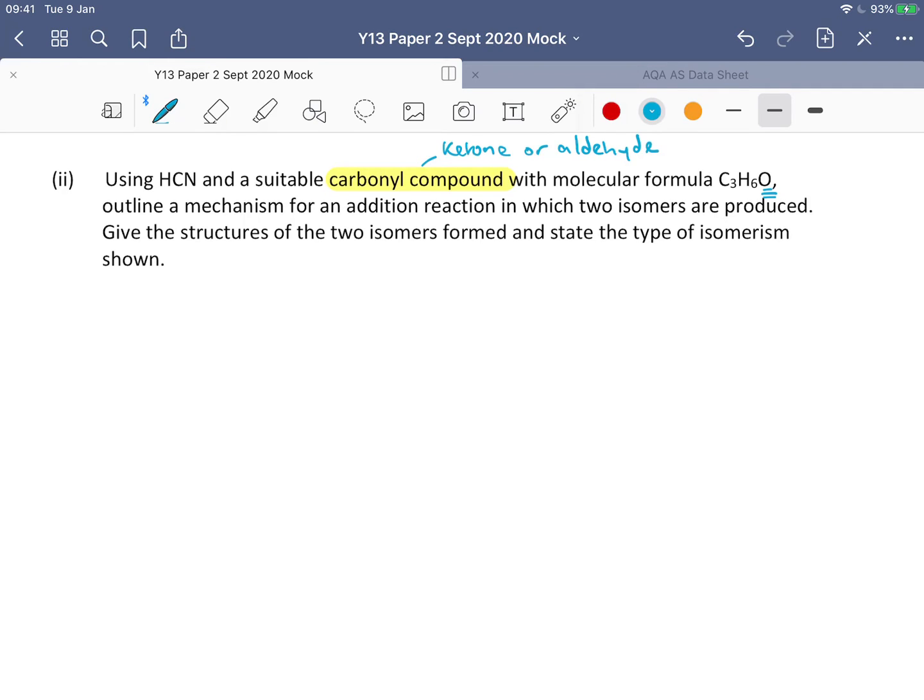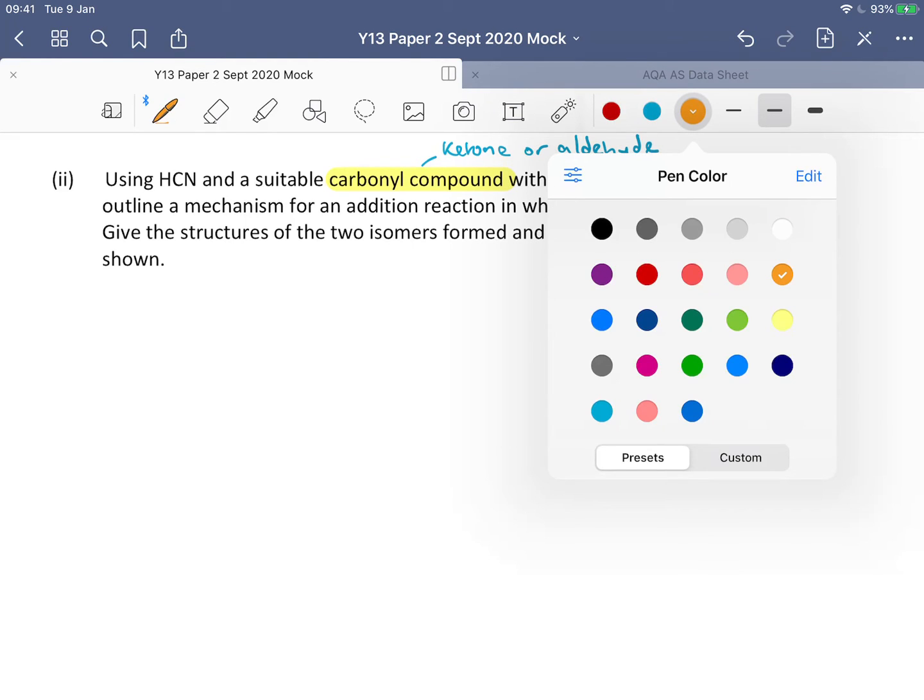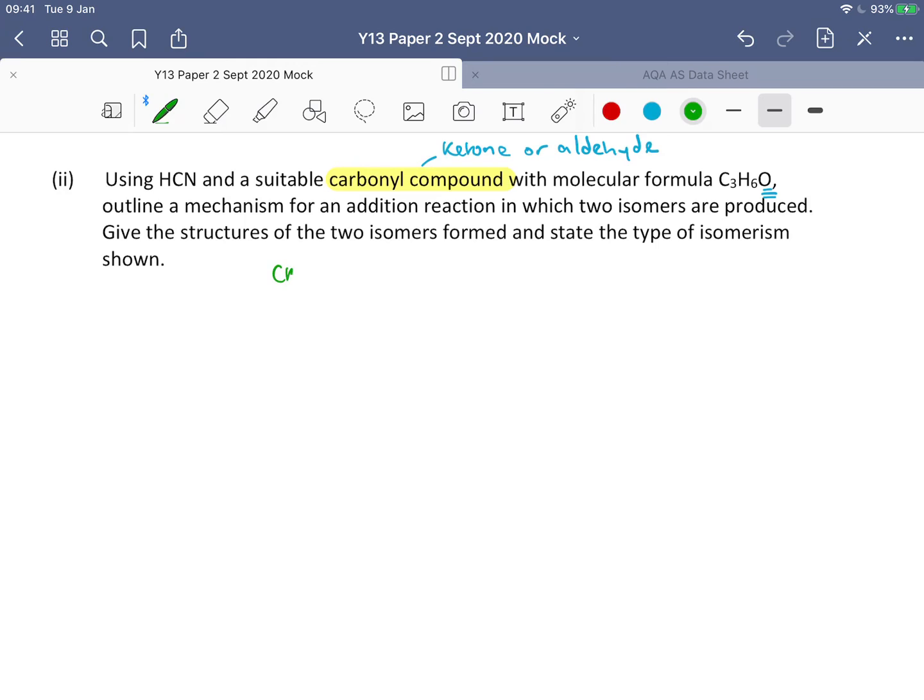Now, we only have 3 carbons. We've got a carbonyl compound, so we have 2 possible structures, okay? So we could have propanone, or we could have propanal. Okay, so you have a choice, but only one of those is going to be correct.